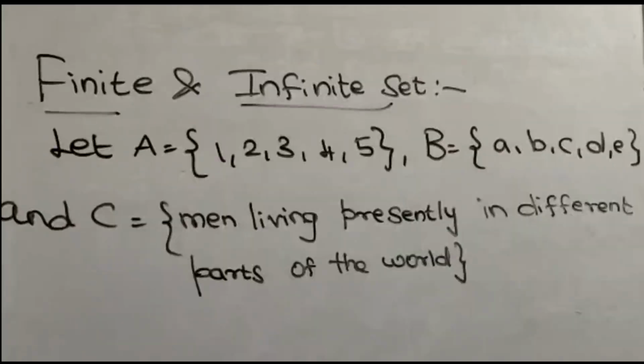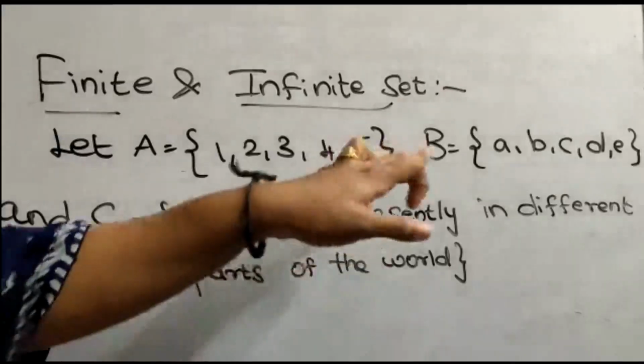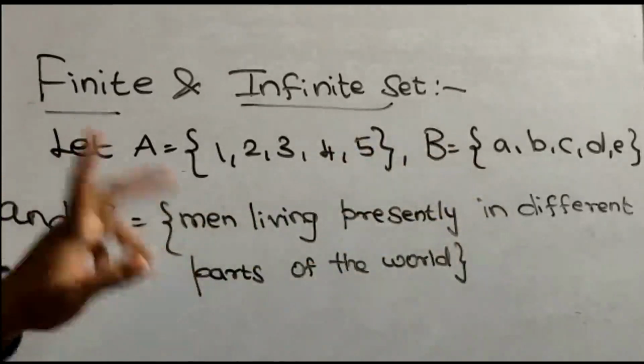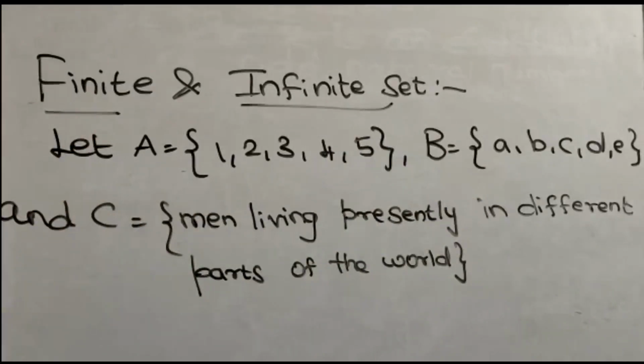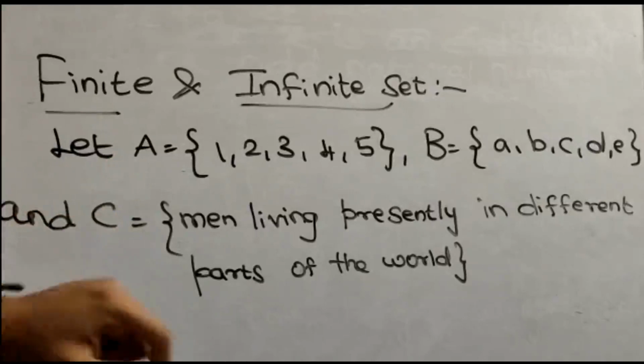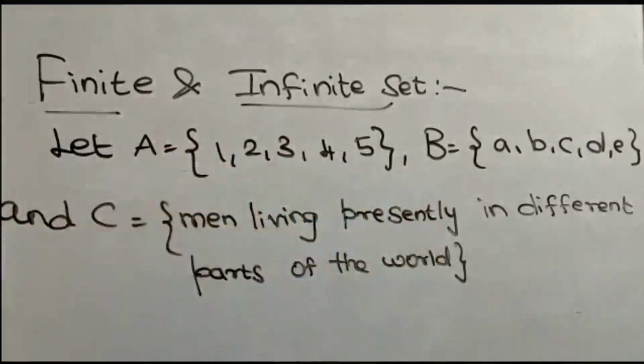Let's see finite and infinite sets. Again, before proceeding with the mathematical definition, let's first see an example. A is equal to {1, 2, 3, 4, 5}. B is equal to {a, b, c, d, e}. And C is equal to men living presently in different parts of the world. How many elements are there in the set A? Totally 5, right? How many are there in set B? Same, 5. And what about C? Men living presently in different parts of the world. How many elements can you say are in the set C?